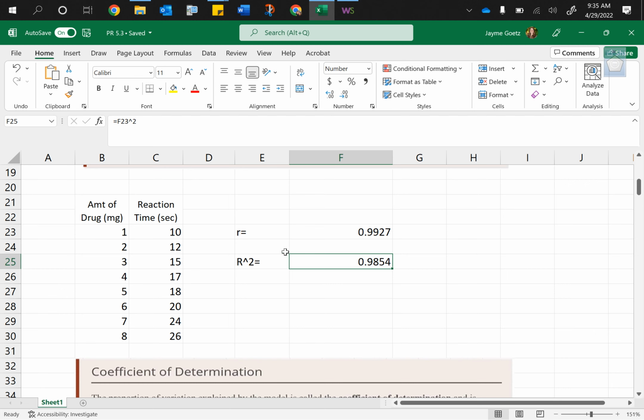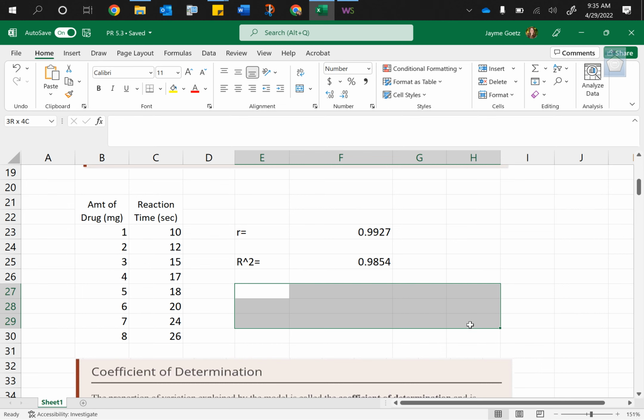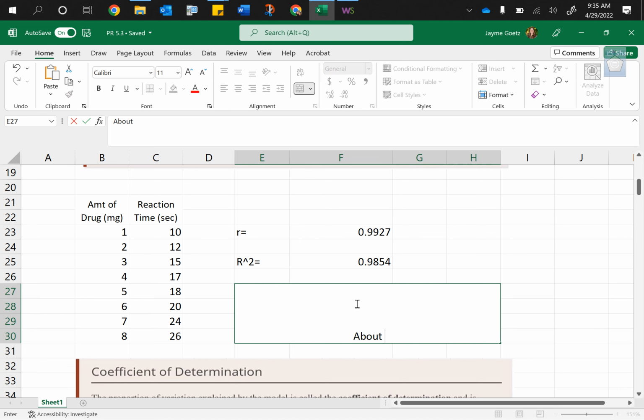Now, what this means, we can actually put into a sentence. So I'm going to put down here in a sentence, I'm going to merge and center that so I can easily see it. I'm also going to wrap the text so it comes full circle. And I'm going to say that means about 98.54% of the variation is explained by the model. Okay? That's literally what my r squared value means. If I have the model, I found my correlation coefficient, I squared it, and I got about 98.54%.